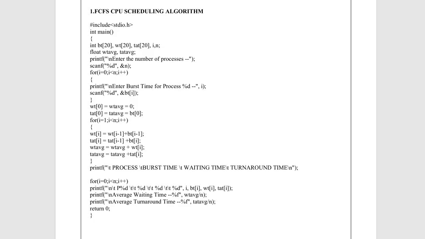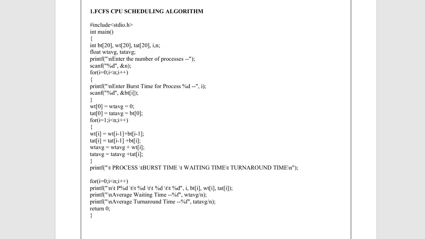Next we have variable declaration. We are using the integer data type for burst time, waiting time, and turnaround time, and we are using two more variables, that is i and n. i is used for loop counters and n defines the number of processes. Here I am taking a single dimensional array of size 20. Next we are taking one more data type called float in order to calculate average waiting time and average turnaround time. So this is about variable declaration, right?